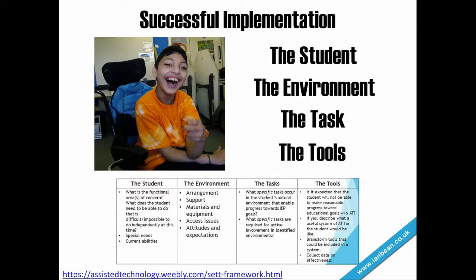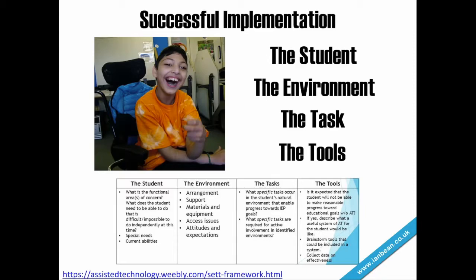T, the task. What is it that the child actually needs to learn? It's really important that we identify that so that we have some measure for knowing whether we're actually achieving any success with the use of technology. The final T are the tools that we choose to deliver that. It's at this point that we're considering whether we're going to use switches or touch screens or eye gaze systems or some other high-tech or low-tech solution to achieving that goal.